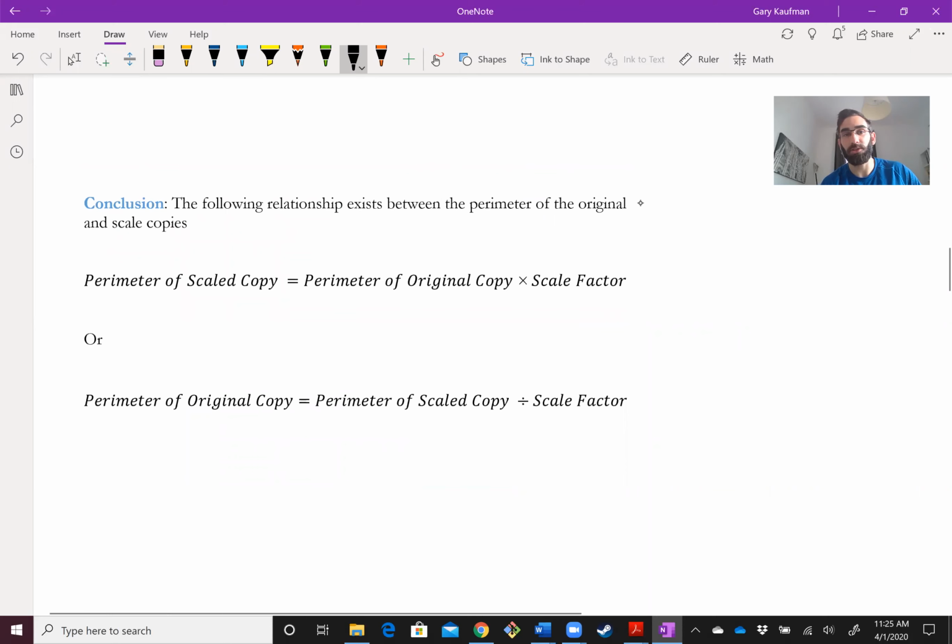And that's our conclusion. So pause the video here for a moment, and this is similar to the formulas we had yesterday for area. The perimeter of a scaled copy is the original multiplied by the scale factor, just once. Or you can go the opposite way and say that the perimeter of the original is the scaled copy divided by the scale factor. So we're undoing the multiplying of the scale factor.